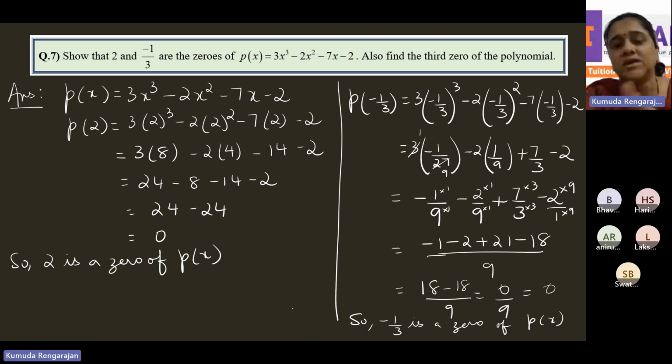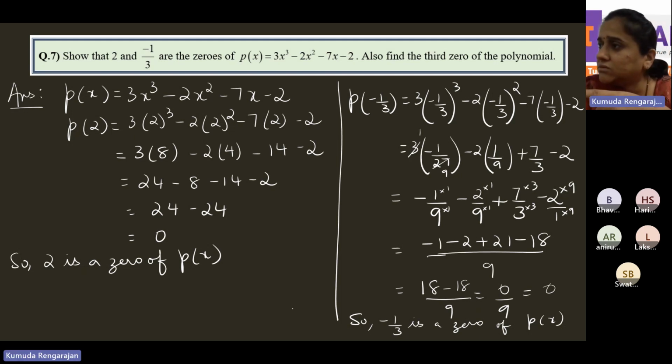Now, why the third zero they're asking? Because it's a cubic polynomial, 3x cubed. It's a cubic polynomial, so it can have a maximum of 3 zeros.